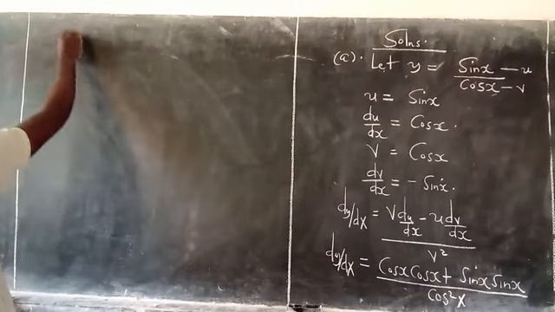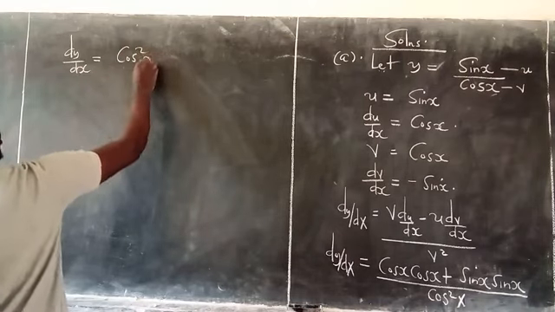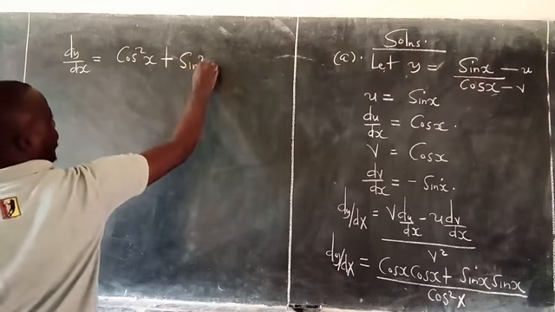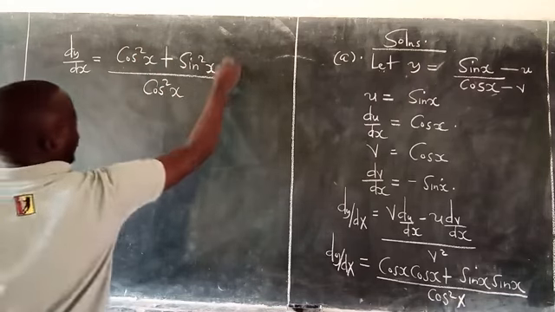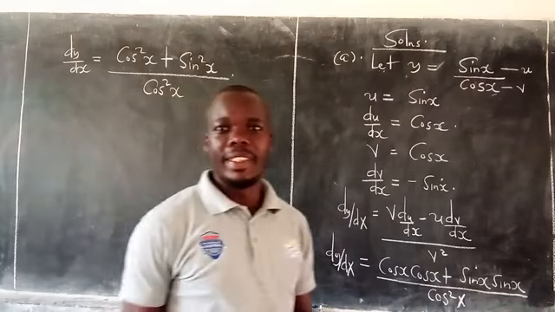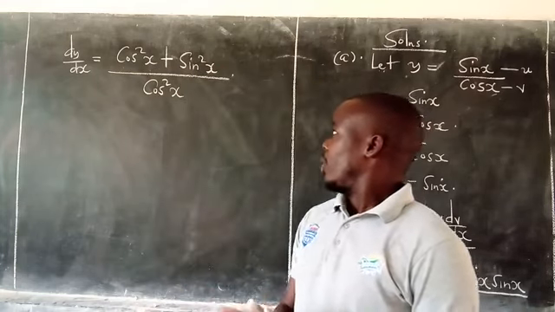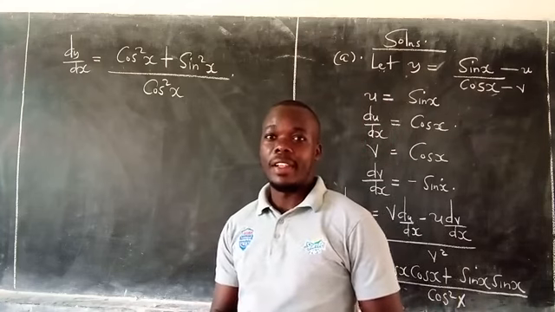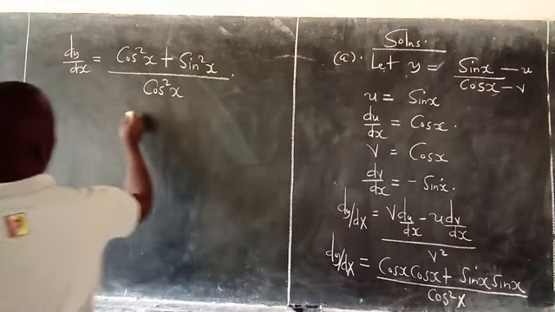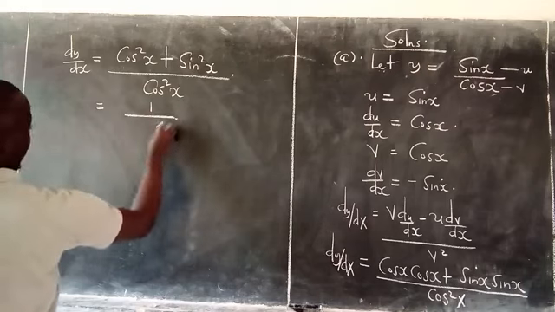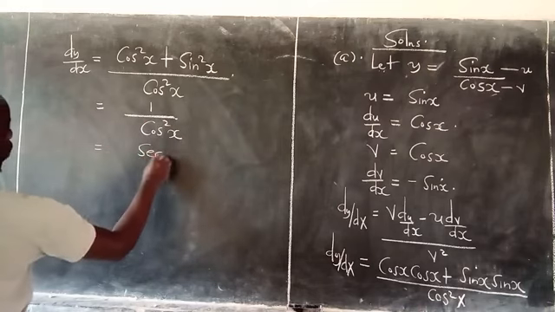And then the next step will be realizing that dy dx now becomes cos squared of x plus sine squared of x, all this divided by cos squared of x. When you look at the numerator, it is basically the first identity of trigonometry. When you have cos squared x plus sine squared x, automatically the answer is 1 from the first identity of trigonometry. So I will have all this as 1 divided by cos squared of x. And that gives us sec squared of x.